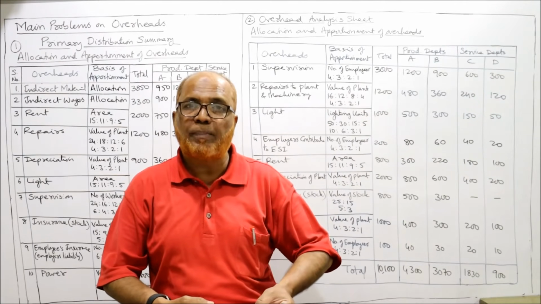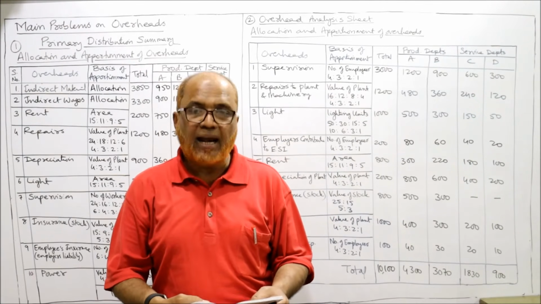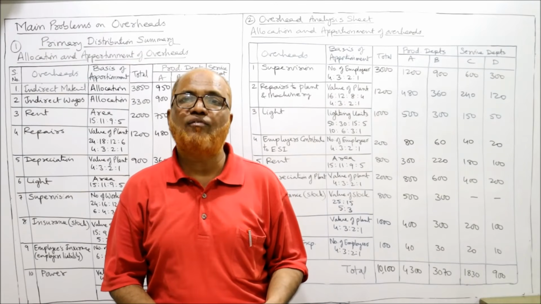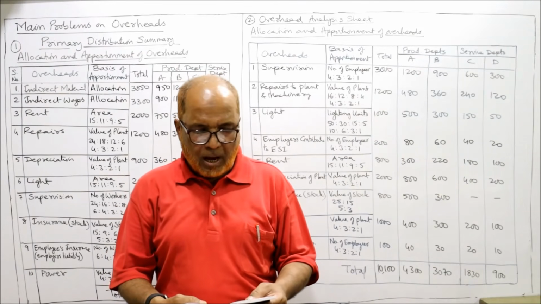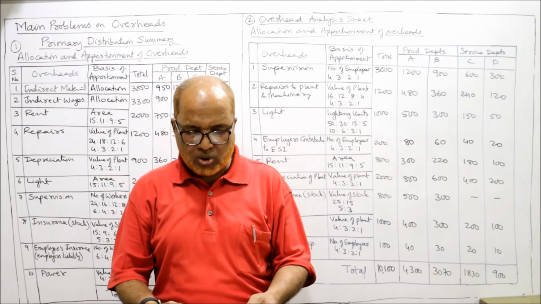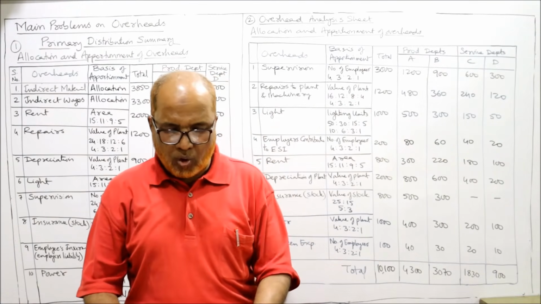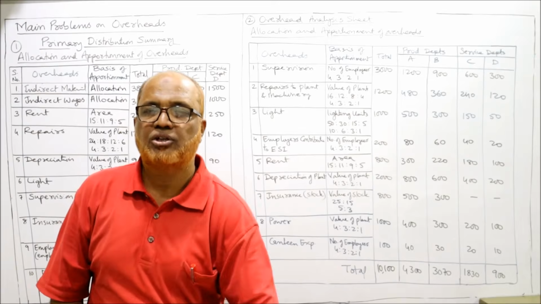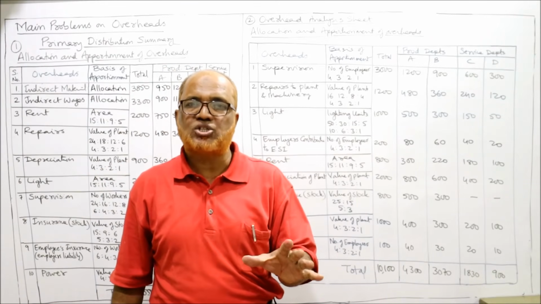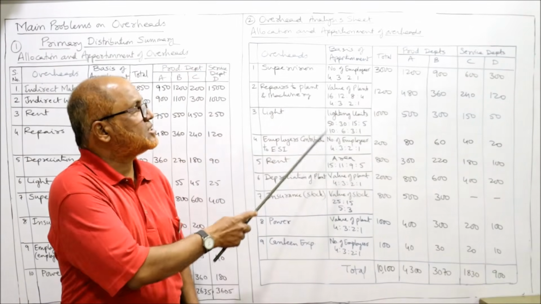The bigger the plant, the higher the power consumption. Canteen expenses depend on the number of workers and employees. Apportion the above cost to various departments on the most equitable basis and draw up an overhead analysis sheet. You are required to prepare an overhead analysis sheet. This is the overhead analysis sheet.